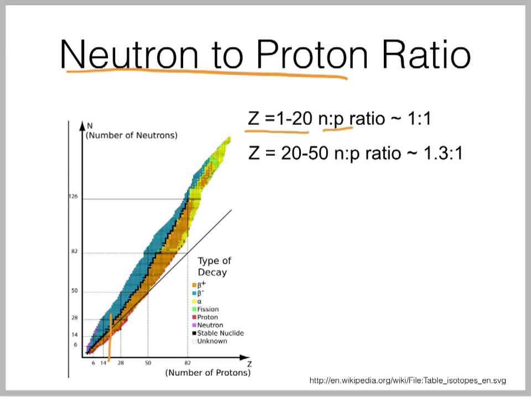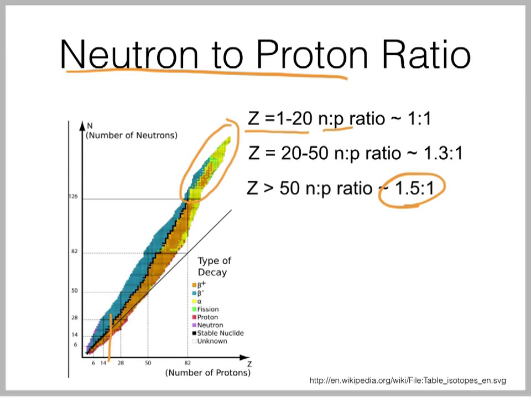Now for Z equals 20 to 50, so that's from about scandium to tin, the number of neutrons needed to keep the nucleus stable goes up, so we're talking about 1.3 to 1. And for atoms bigger with more than 50 protons, we're looking at a ratio of about 1.5 to 1. So for every proton, we need about 1.5 neutrons to keep the nucleus stable. And once again, after we get to elements which have more than 82 protons, so anything bigger than lead, there are no stable nucleuses at all. They all tend to fall apart.